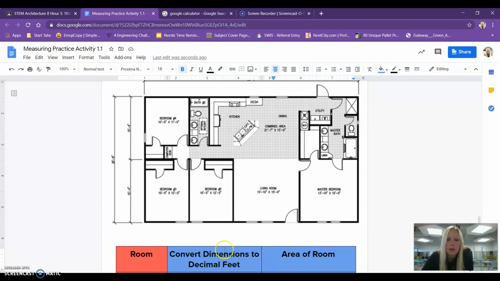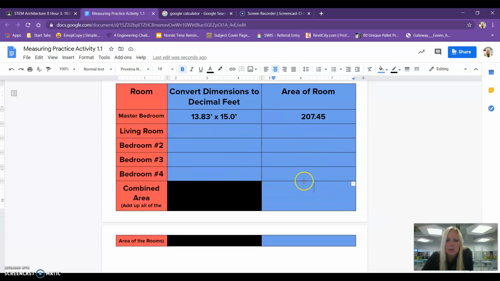Okay, obviously we aren't doing all of them. We are not doing the master bathroom and that sort of stuff. But they add up all of the rooms, the area, and then that's where they get the square footage for the home.